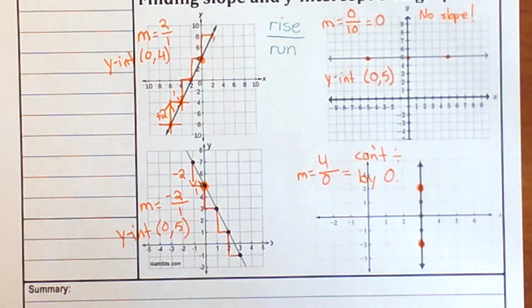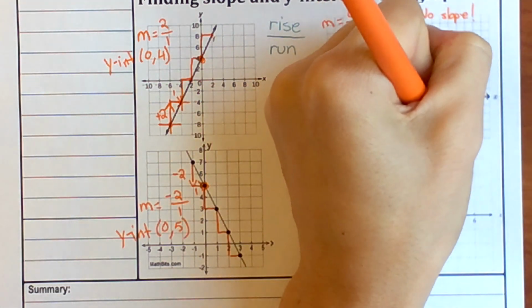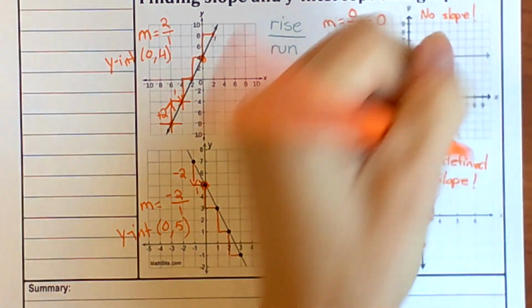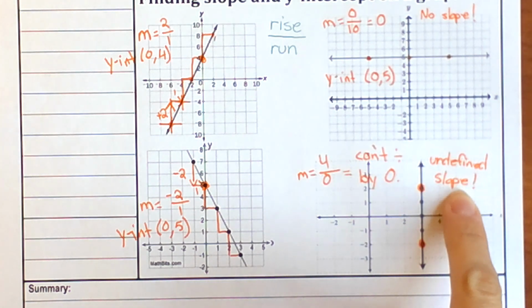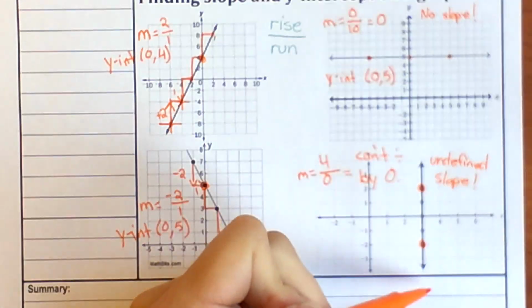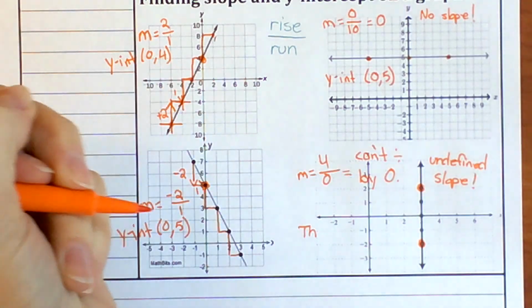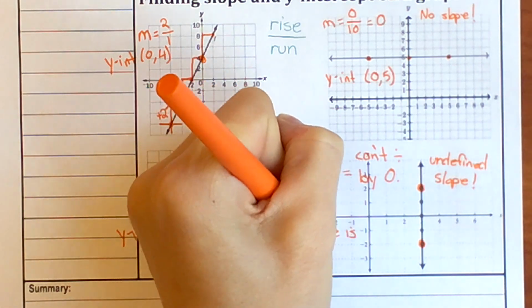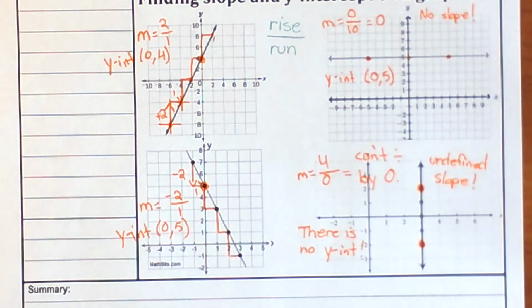So we use our fancy word again. We say the slope is undefined. So if I ask you what the slope is, you're going to say undefined slope. That's going to be your answer. You cannot give a number. And then also, y-intercept, does this ever cross the y-axis? Never crosses it. So there is also no y-intercept. So, undefined slope and there's no y-intercept.